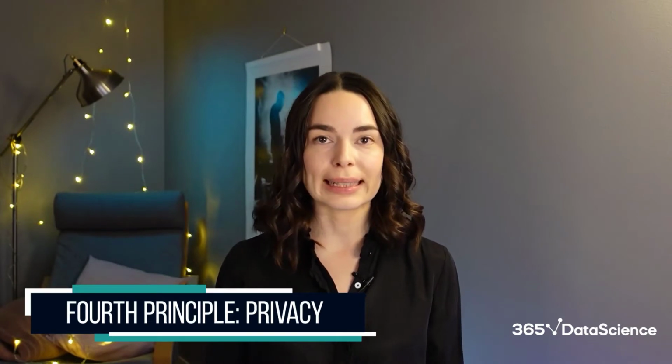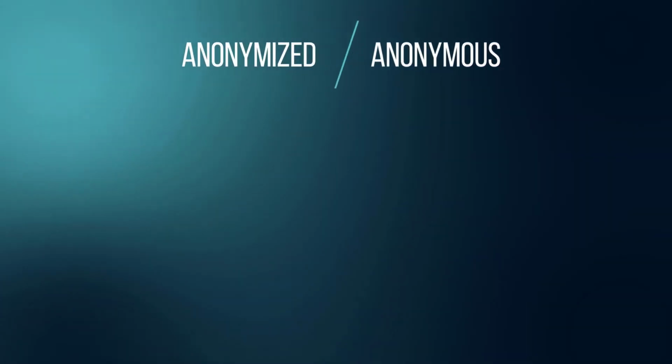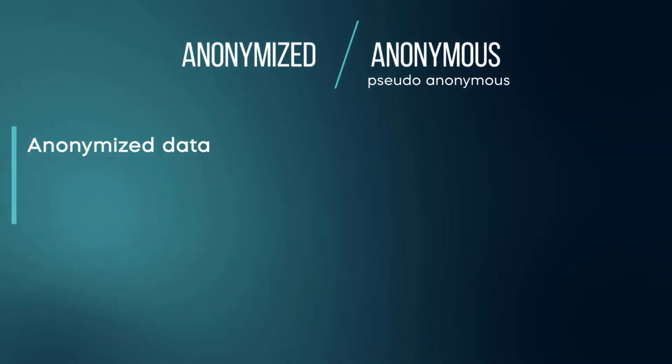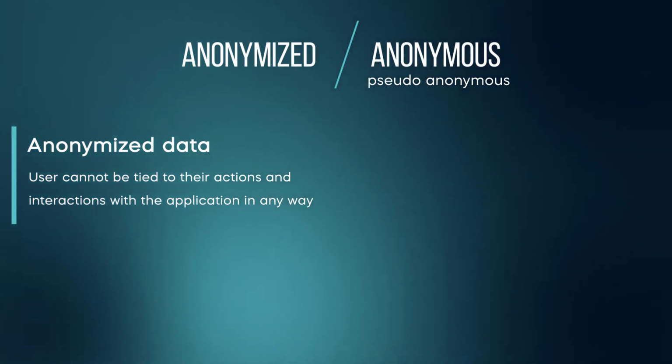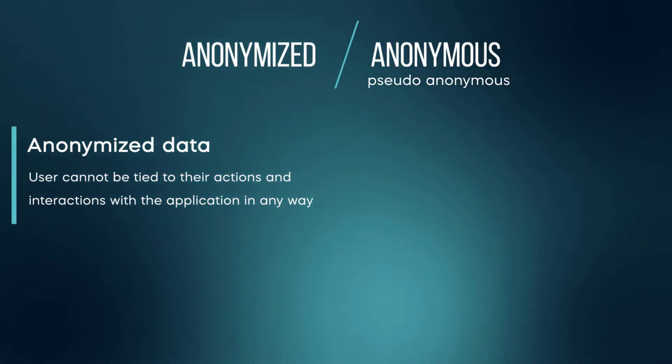An important ethical consideration or principle is having the level of privacy for your users that at least adheres to your privacy agreement. For this part, it's also important to know which levels of data anonymization are available for the users, because there is a difference between anonymized and anonymous data or pseudo-anonymous data. Anonymized data means that the user cannot be tied to their actions and to their interaction with the application in any way, or at least it's very hard to do so.